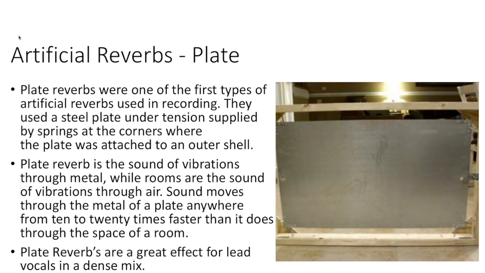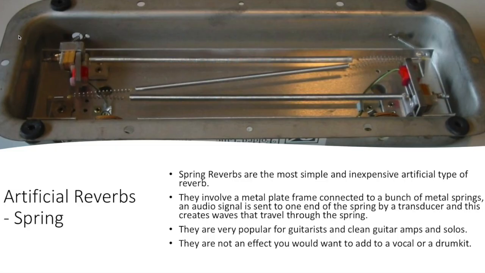Now we're going to look at artificial reverbs. The first one we're going to look at is plate. Plate reverbs were one of the first types of artificial reverbs used in recording. They use a steel plate under tension supplied by springs at the corners where the plate was attached to the outer shell. Plate reverb is the sound of vibrations through metal, while rooms are the sound of vibrations through air. Sound moves through the metal of a plate anywhere from 10 to 20 times faster than it does through the space of a room. Plate reverbs are great effects for lead vocals in a dense mix.